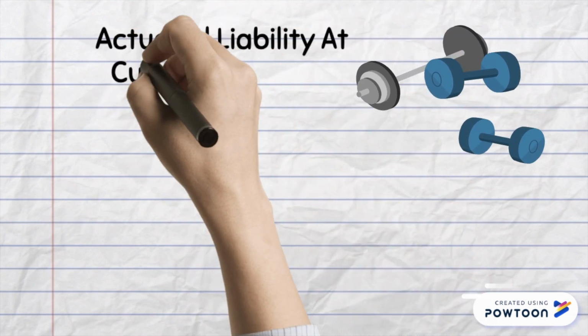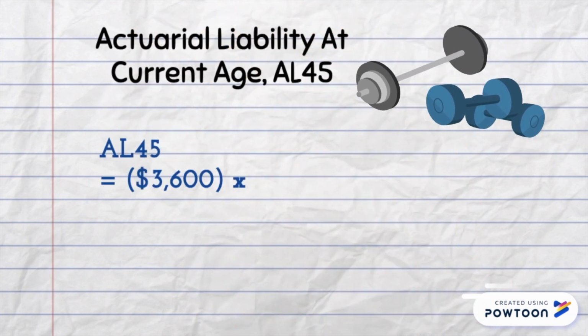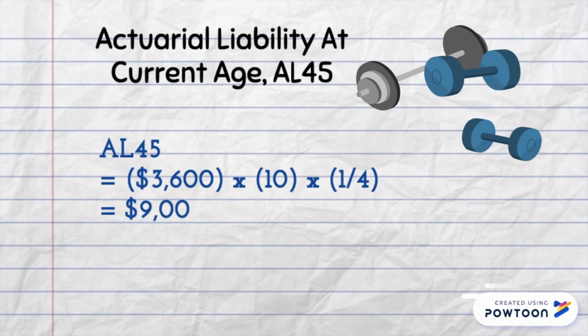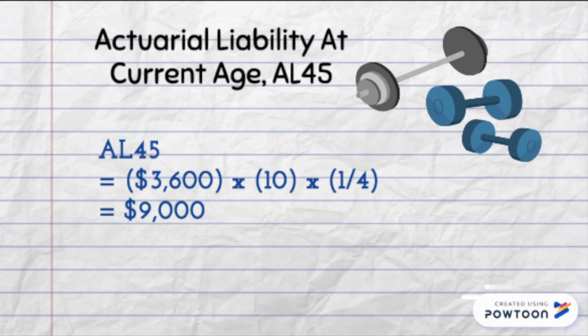AL45 is equal to the benefit earned at age 45, which is $3,600, times the annuity value 10 and times D65 over D45, which is 1 over 4, and that is equal to $9,000.